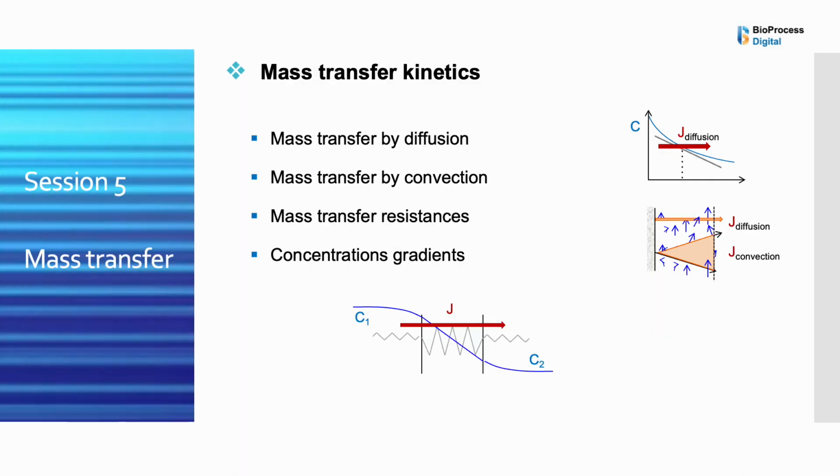Mass transfer is often one of the most limiting phenomena in bioprocess unit operations, as it directly constrains both the rate and overall performance of the process. In Session 5, you will learn the mechanisms and kinetic laws governing mass transfer by diffusion and convection, how to evaluate mass transfer resistances and rates in multi-phase systems, how concentration gradients are established and evolve within these systems.